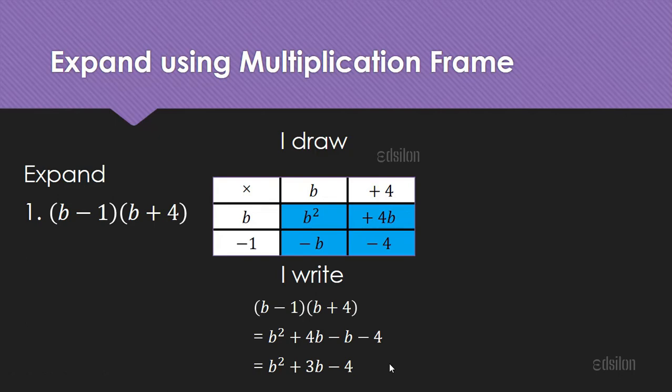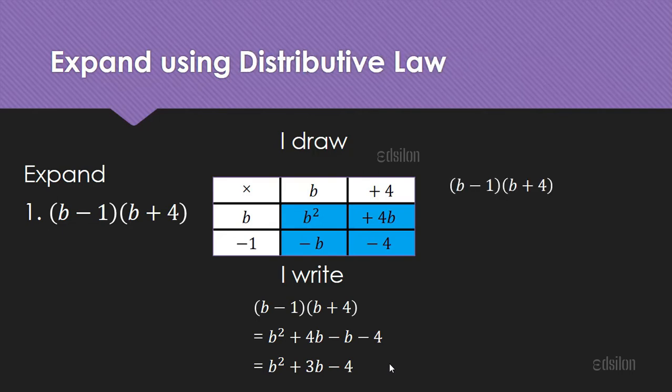Let me now demonstrate using the distributive law. Distribute b to b and then to plus 4 to give b squared plus 4b. These two terms correspond to the two terms here in the multiplication frame. Next, b minus 1 is the same as b plus negative 1. So, we distribute negative 1 to b and then to plus 4 to give minus b minus 4.